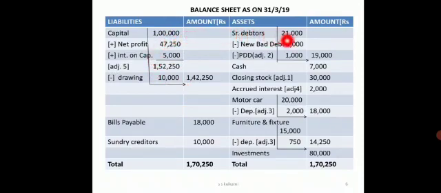Now coming to assets, we have debtors. Total debtors is 21,000. From that I should minus new bad debts, which is 1,000, and also the provision that has been made on debtors, 1,000. So from 21,000 if I minus 2,000, I will get 19,000 as my total. Next I have cash, which is given in the trial balance, 7,000.